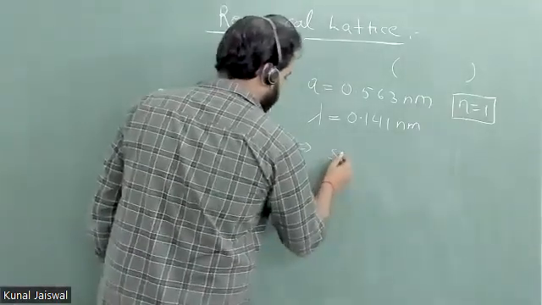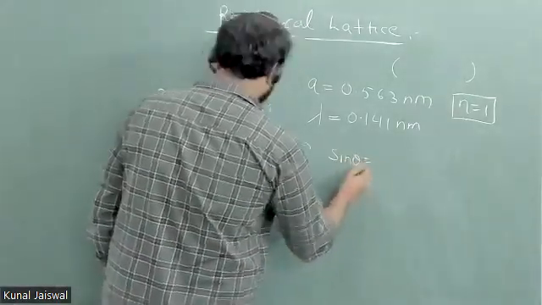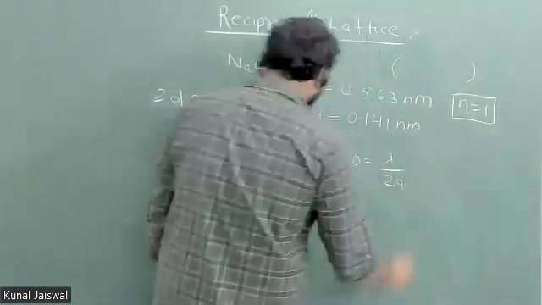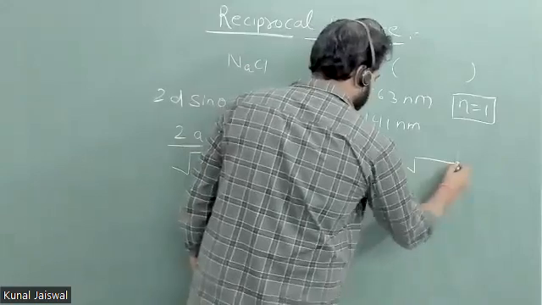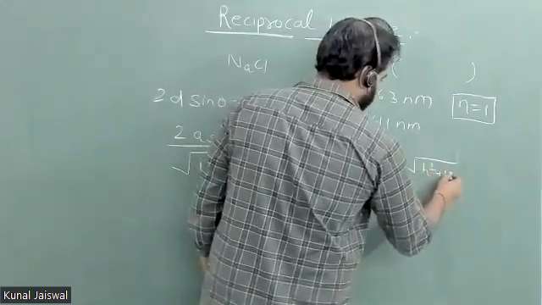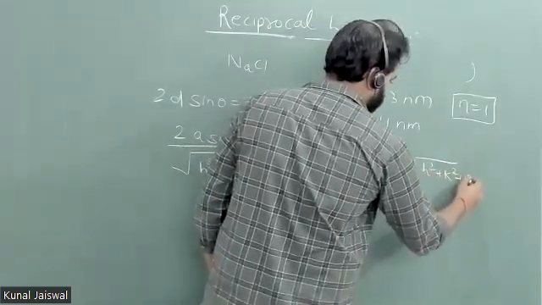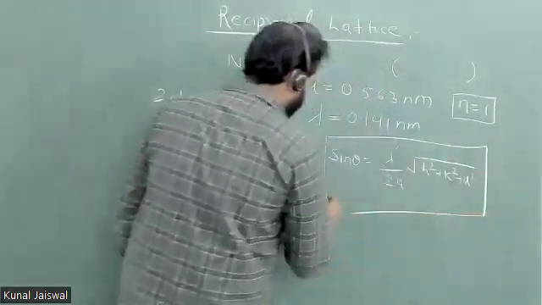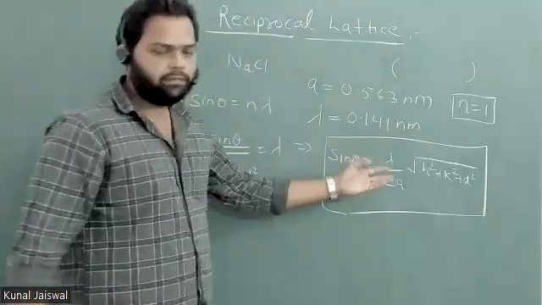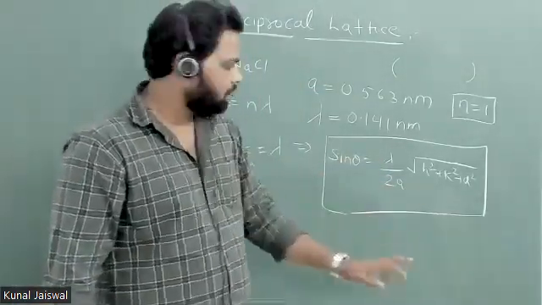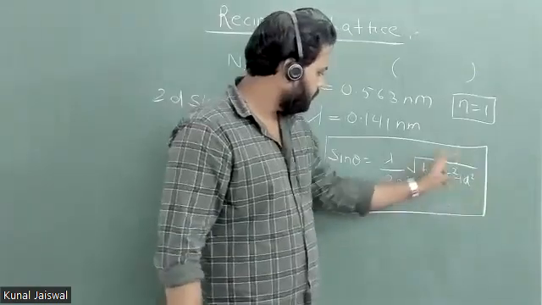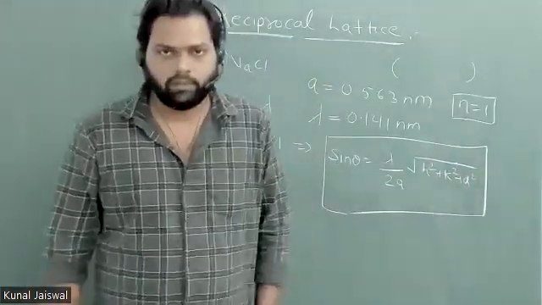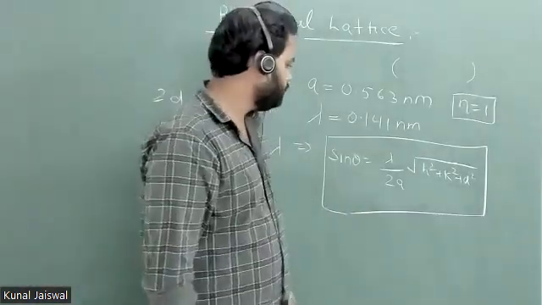So the sin theta will be lambda upon 2a and it will be root of under h square plus k square plus l square. Okay, this is our final expression. Lambda is given, a is also given. But the main issue is what will be the value of HKL? Okay, what will be the value of HKL?